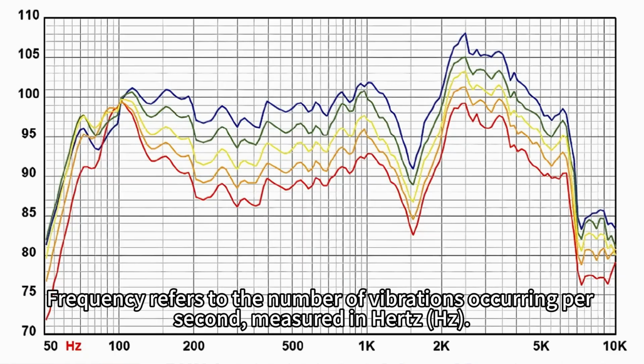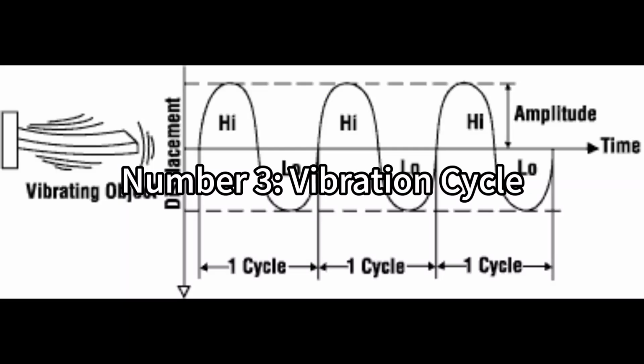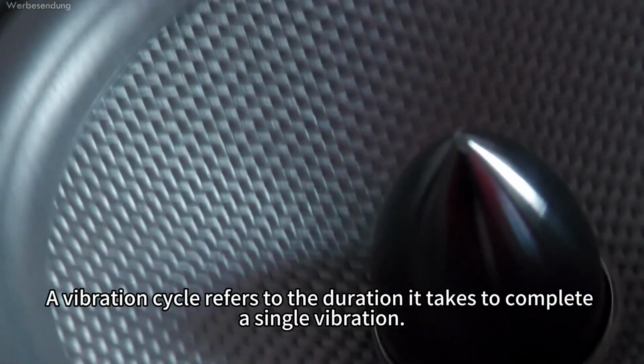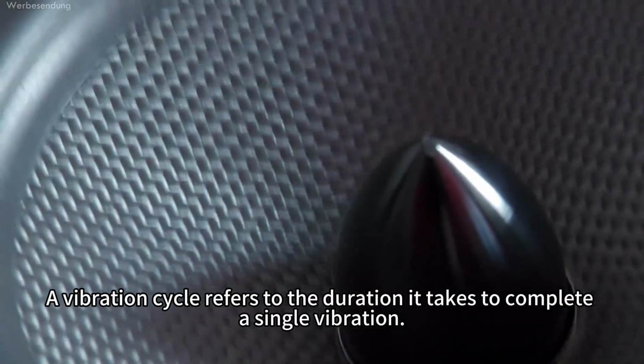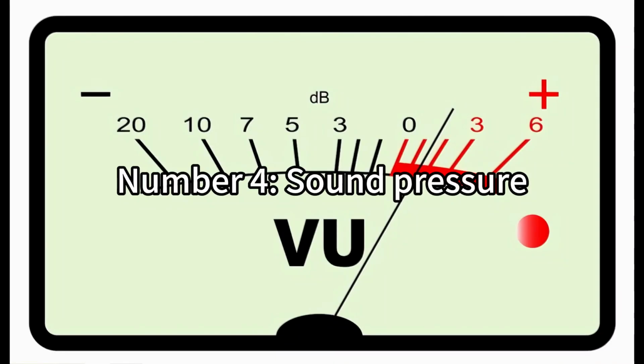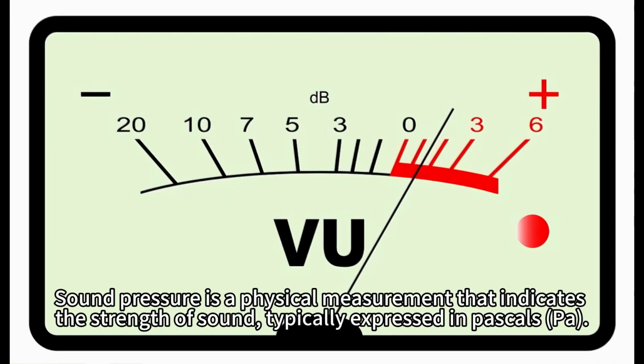Number 2. Frequency. Frequency refers to the number of vibrations occurring per second, measured in Hertz, Hz. Number 3. Vibration cycle. A vibration cycle refers to the duration it takes to complete a single vibration.